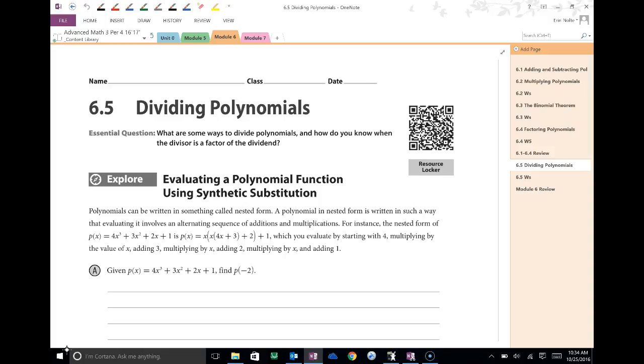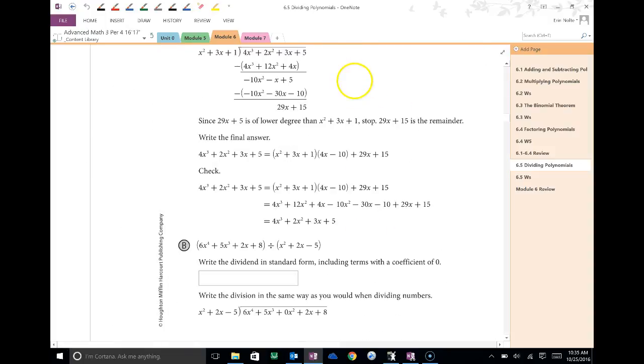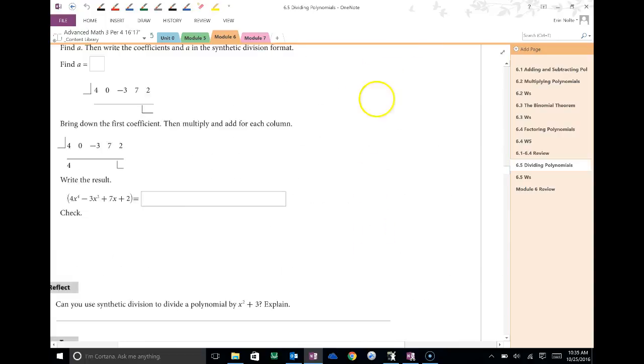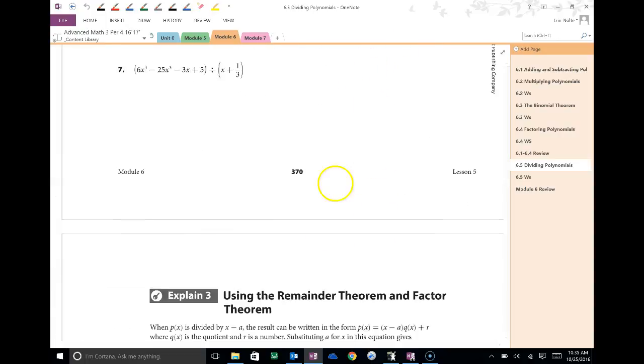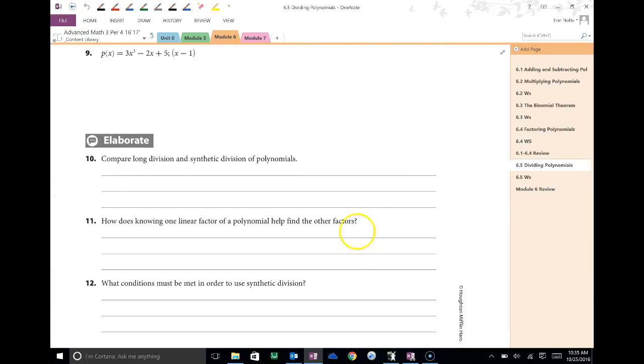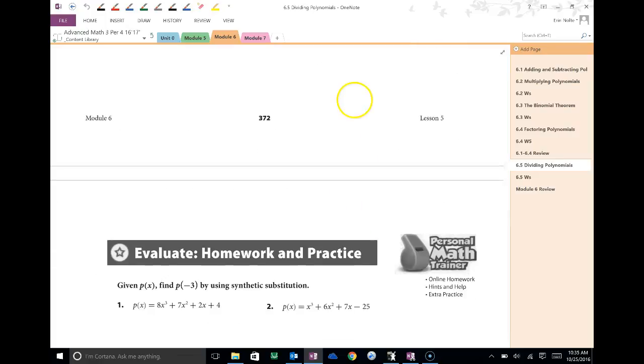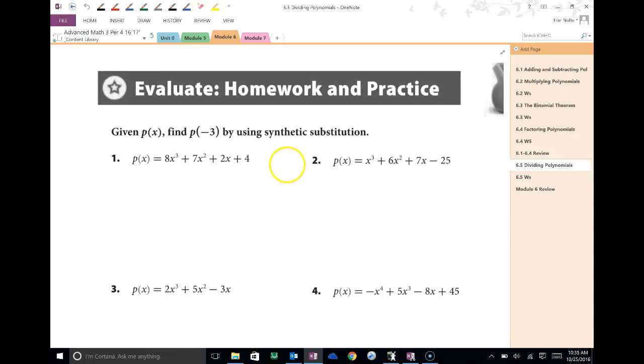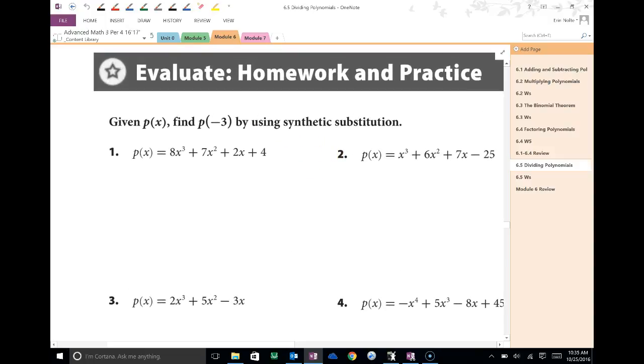Okay, so I'm going to show you two different ways to divide polynomials. The first way is going to be called synthetic substitution. I'm going to scroll down, if you're following me on OneNote, all the way down until we get to the assignment part. I feel like it's easier to use the problems from the assignment, the part that says homework. I'm just going to do question number 1.